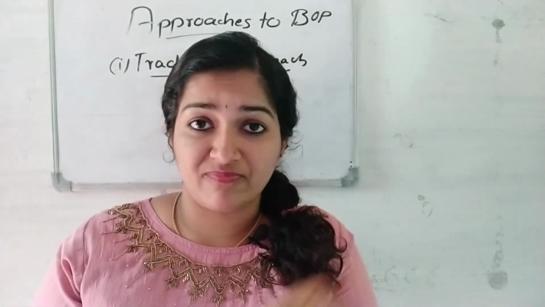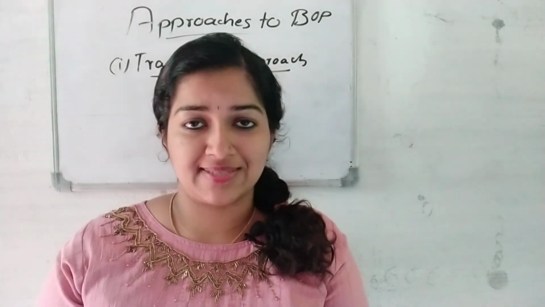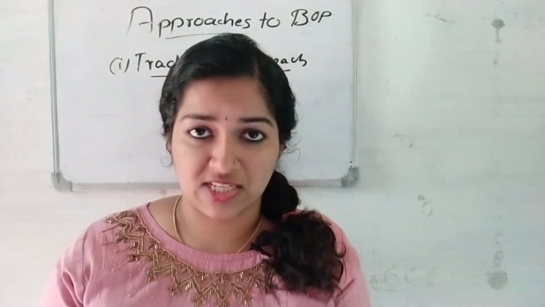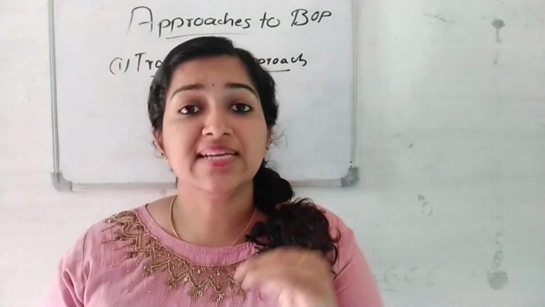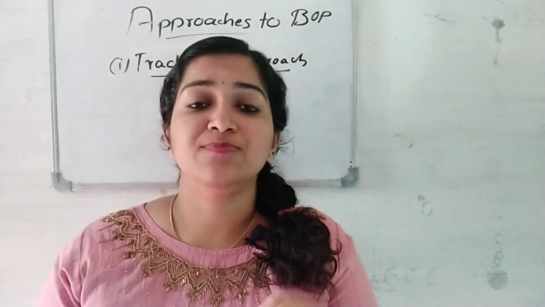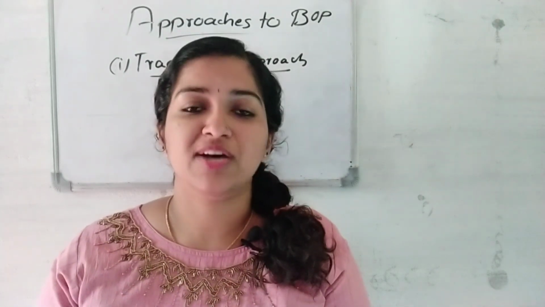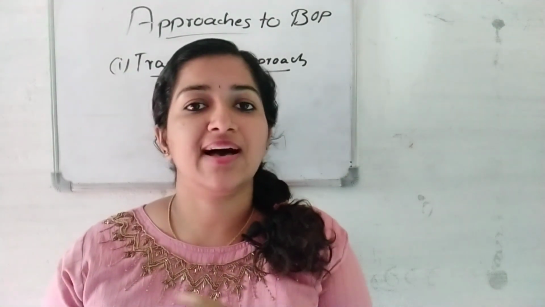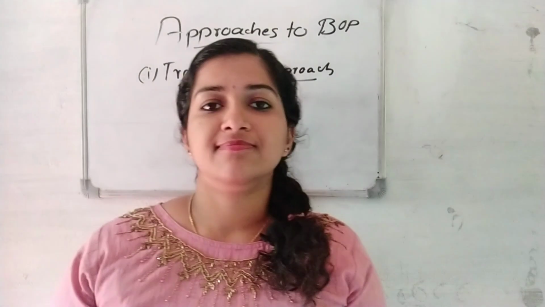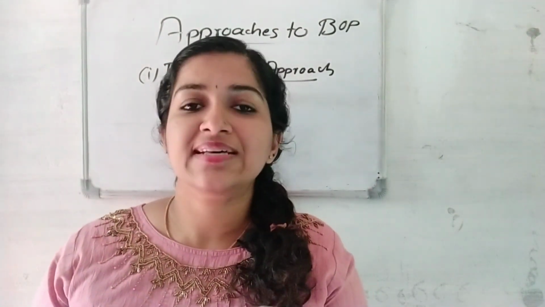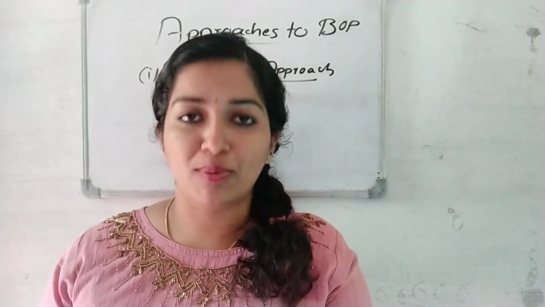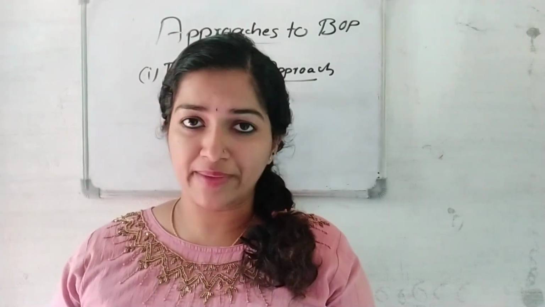And the current account in balance of payments records a persistent deficit. To overcome the situation, the government can undertake various policy measures. Let's have a look at the policies. Under the traditional approach to balance of payments, there are mainly three policy options to overcome the balance of payments problem.